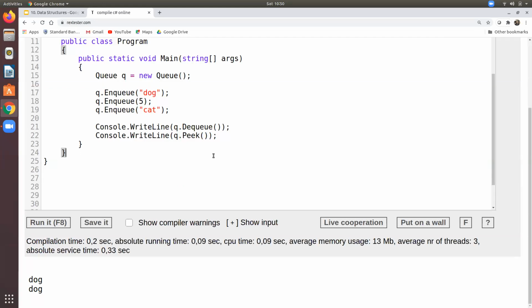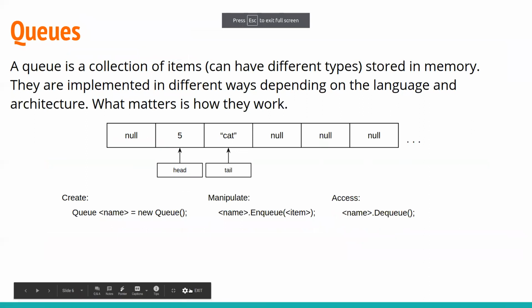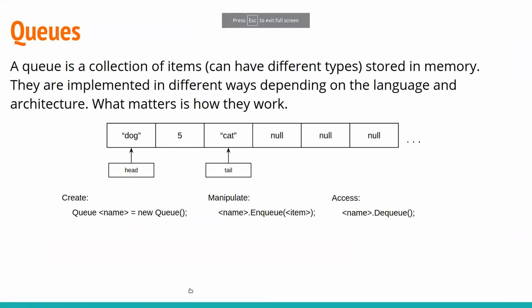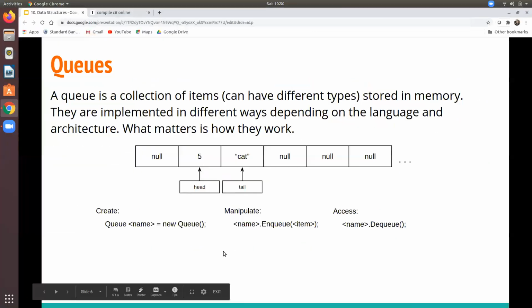So the distinction of what's happening now is the example we have here. Initially we've got dog, 5, cat. We run Q.DQ. That is going to print out dog on that first line, and it's going to remove dog from the queue. And then when I say Q.peek, the new front of the queue is 5. So let's go check that out.